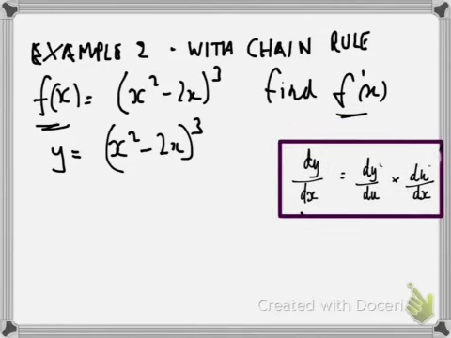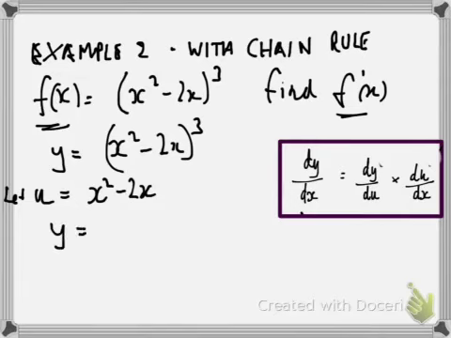Okay, there's our chain rule. Now, our substitution is u equals x squared minus 2x. So we've done our substitution there. We've let u, in fact I should have put the word let there, so squeeze that in. Let u equal x squared minus 2x.